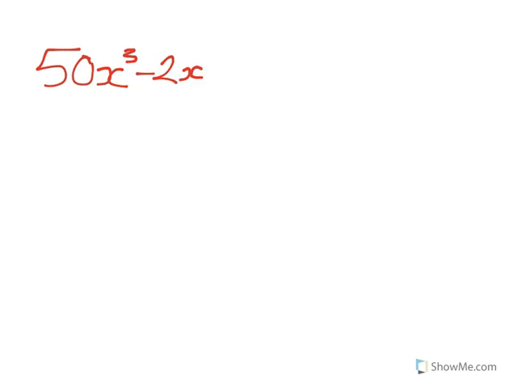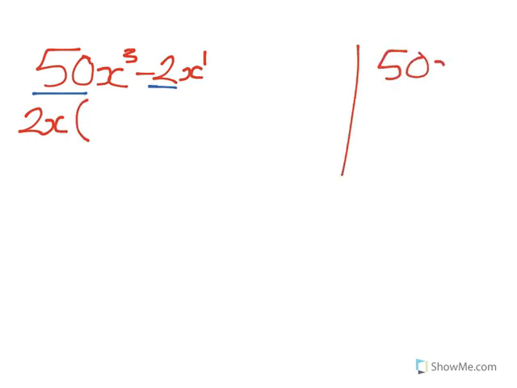For example, looking at the numbers, you can see that between 50 and 2, 2 is common, so we can take 2 out. But also between x cubed and x, x is common. Remember, you take the number with the lowest power. So here we are going to take x. Now, if we divide 50x cubed over 2x, 2 into 50 is 25. So we will have 25. x into x cubed, we will have x squared.